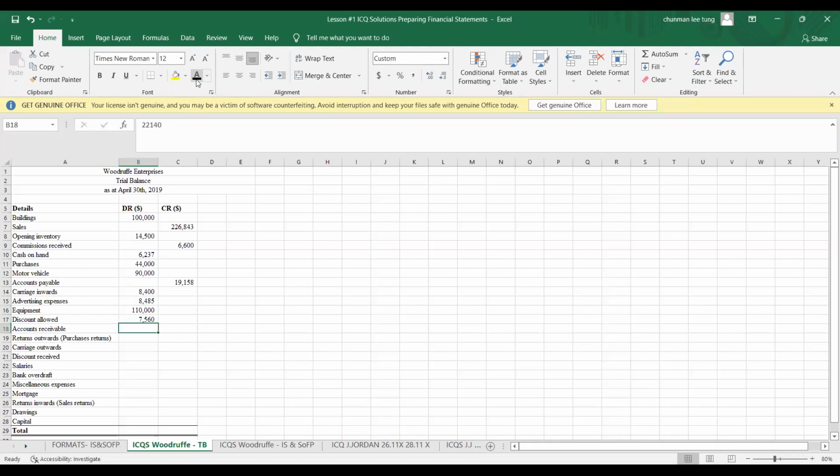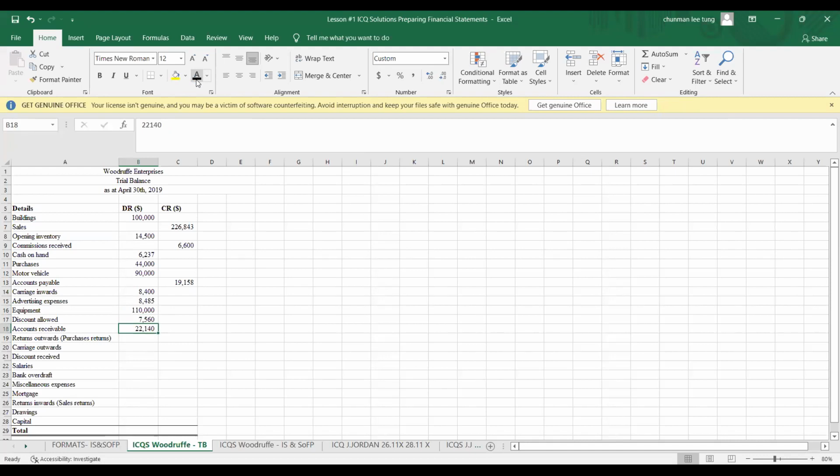Accounts receivable. Now we know another term for accounts receivable being debtors, right? So debtors have debit balances. It is an asset account, right?